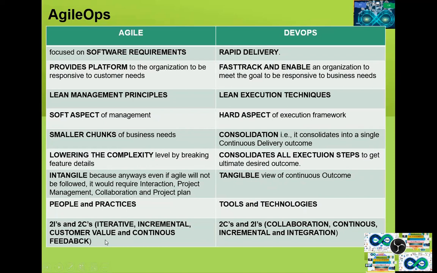The last one is a bit important. Two I's and two C's. The I's mean interactive and incremental. The C's mean customer value and continuous feedback. So agile focuses on interactive, incremental, customer value, and continuous feedback. Whereas in DevOps, the two C's are collaboration and continuous integration. So that's a bit different. We know the collaboration is there. Anyway, just get an idea. We don't need to go into that much detail with AgileOps at the moment.